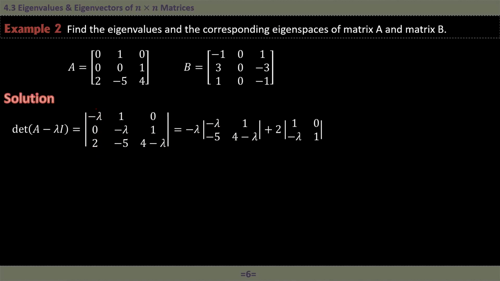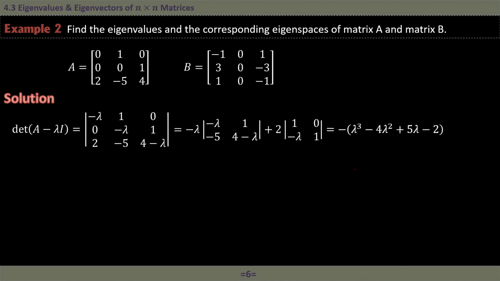Here we have 2. We should delete the first column and the third row. Here we have 1, 0, negative lambda, 1. And we know how to evaluate 2 by 2 determinants. If you evaluate this, we have minus lambda times 4 minus lambda, minus 1 times negative 5. And here plus 1 times 1 minus 0 times minus lambda. If you simplify this, we will get this polynomial here, right?